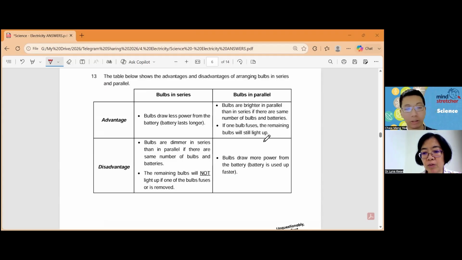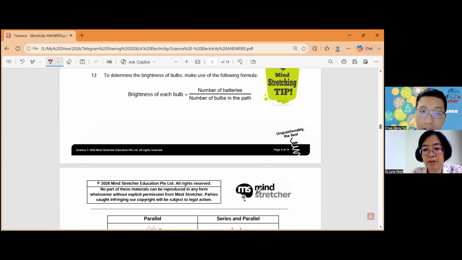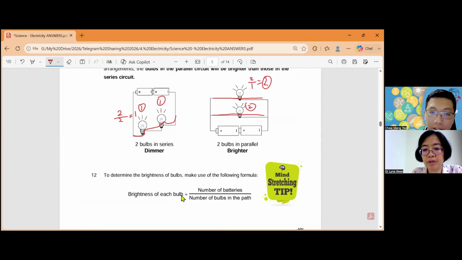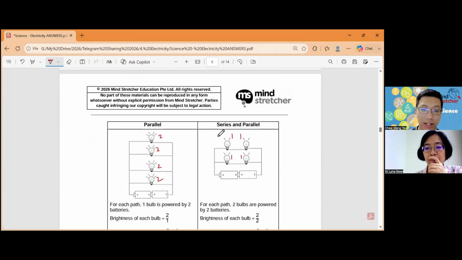apart from knowing how to calculate brightness, you must know the advantages and disadvantages of arranging light bulbs in series and parallel. When we arrange the light bulbs in series, the battery actually lasts longer. Do you know why? Each light bulb here has only 1 unit of brightness, so it actually uses less electric current at every moment. As compared to the one on the right, in parallel, where each light bulb has 2 units of brightness, they are using a lot more energy from the battery. So that's why the one in parallel will run out faster, but the one in series lasts longer.